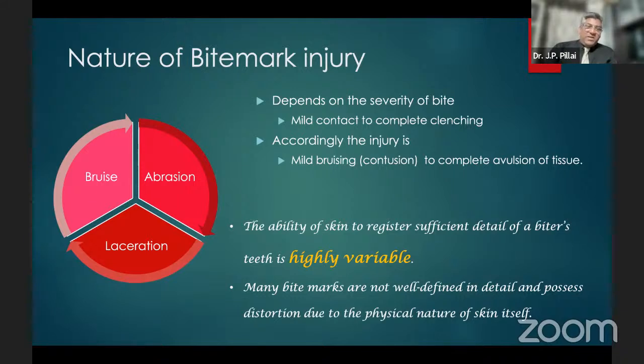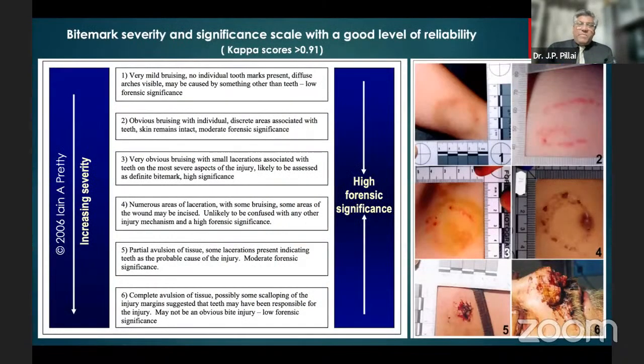So again, remember, it depends on the severity of the bite. It may be from a mild contact, just a small impression of the teeth, to a complete clenching, and it may result in a contusion or a complete avulsion of the tissue. So for all investigators to refer to, a severity scale was given. We usually refer to that.